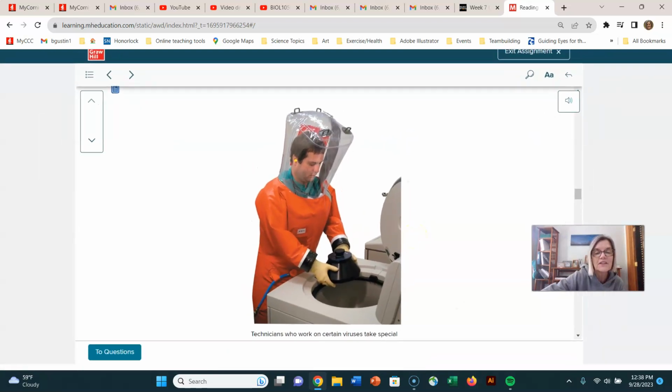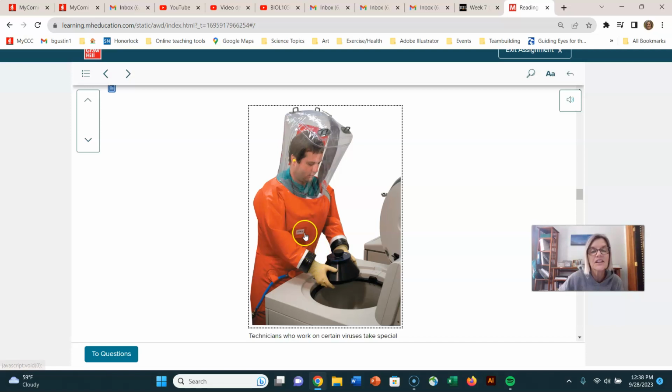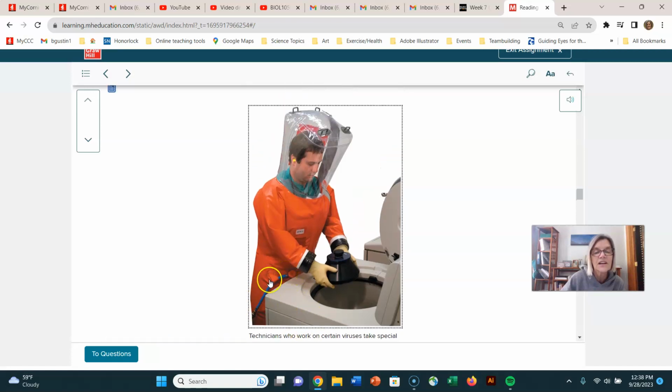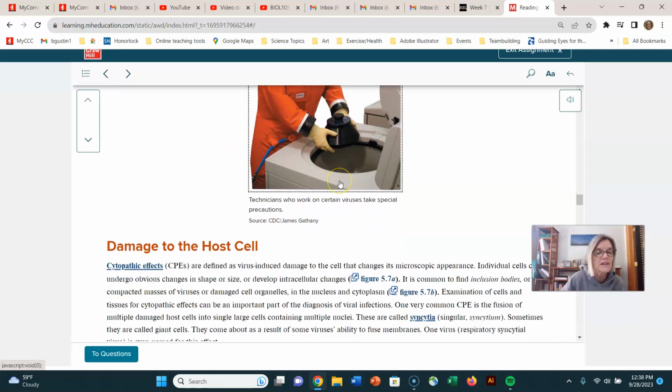Thought this picture was kind of interesting. A technician working with viruses. Now he must be working with something pretty dangerous, because look at this. He's completely covered, no breaks between any parts of his uniform, and here he has even oxygen coming in too. He's not even breathing the air, so he must be working with something kind of dangerous.